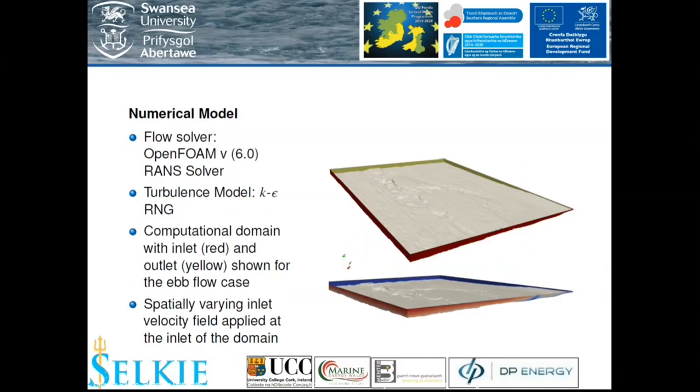The CFD simulation used a Reynolds-averaged Navier-Stokes type simulation with k-epsilon turbulence model. Computations were carried out for an ebb scenario, inlets in red and outlets in yellow, with spatially varying velocity field at the inlets of the domain, as you see in the bottom image. Roughness of 1 meter is applied to the bathymetry throughout the domain at the sea floor boundary. And for the solver, we used an open source tool, OpenFOAM.